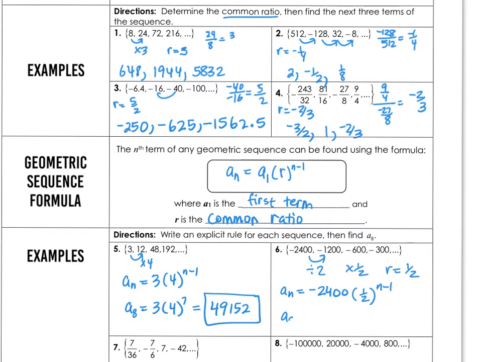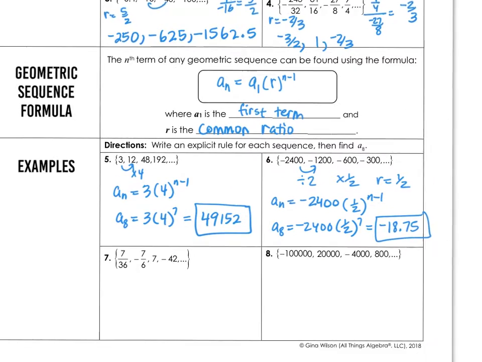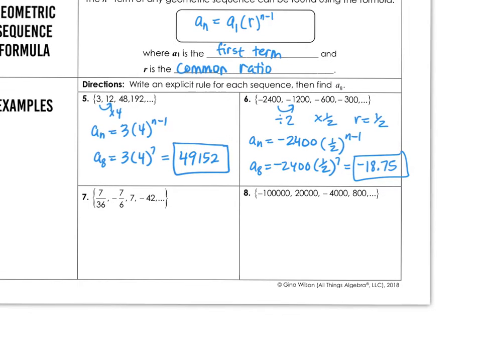So if I want to find the 8th term, that's negative 2400 times a half, 7 times. And this one you get negative 18.75. So again, since we didn't round this off, then we can leave it like that as a decimal. That is perfectly okay.